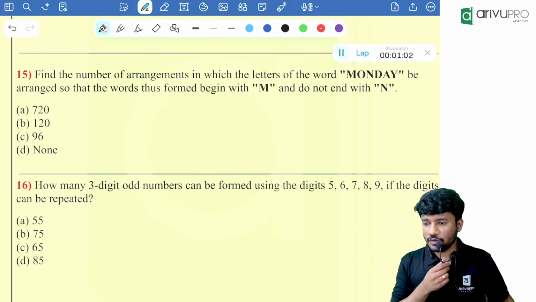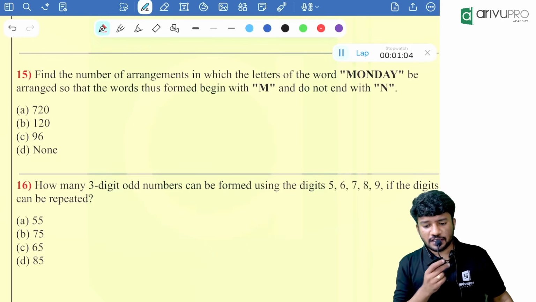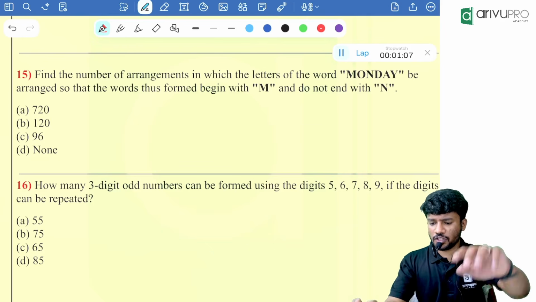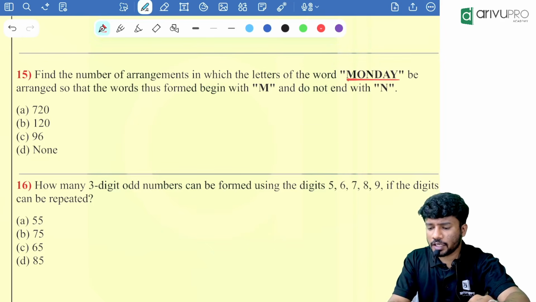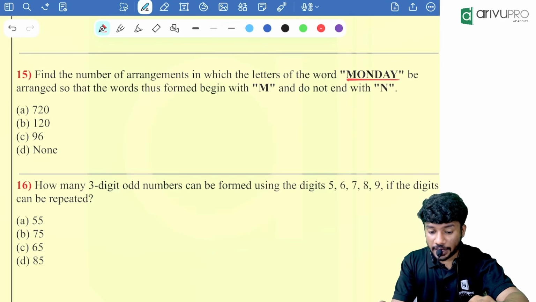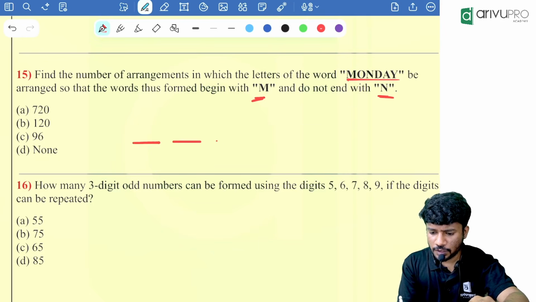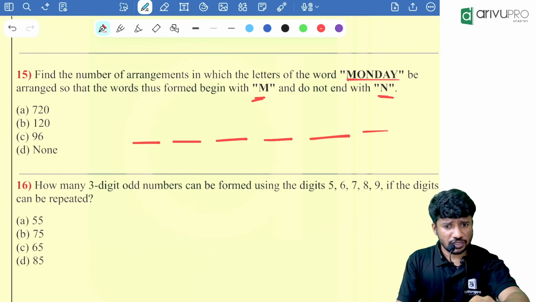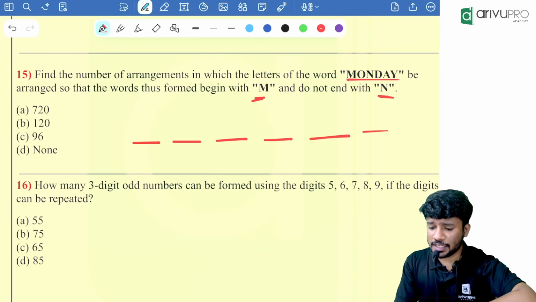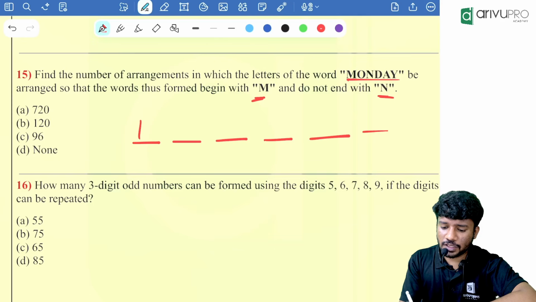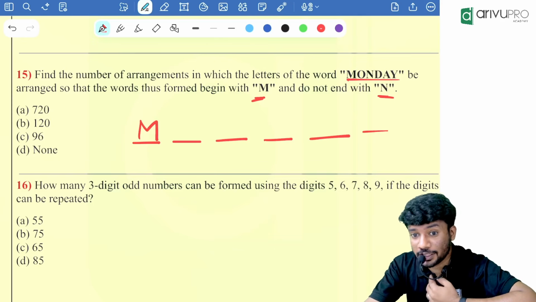Okay, we'll check. Find the number of arrangements in which the letters of the word MONDAY are arranged so that the word forms begin with M and do not end with N. That is the condition. So how many letters are there in total? 1, 2, 3, 4, 5, then 6. 6 letters are there in total. So the condition is, it should begin with M. No matter what, it should begin with M.